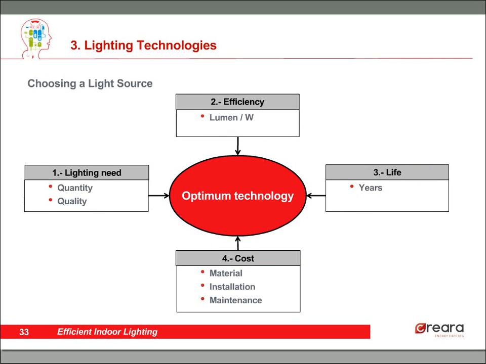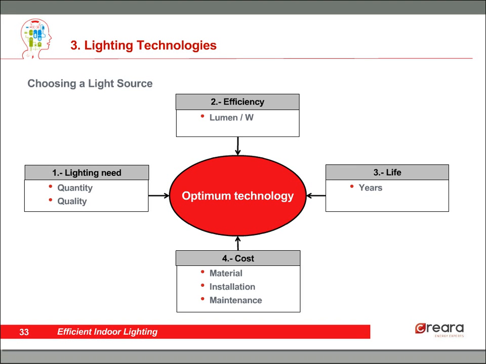So when we're choosing a lamp, there are four criteria we have to take into account. First, like in luminaires, the lighting needs quantity and quality. We're not going to use the same lamp in a bedroom, a living room, a bathroom, or a library. So we have to set our needs, and then we can choose the lamp.